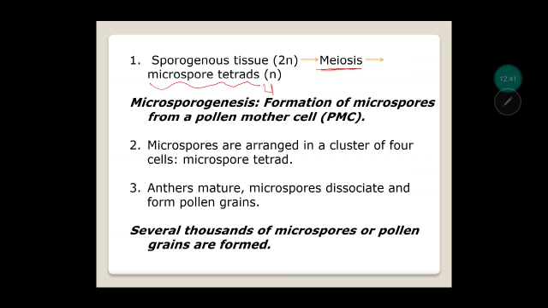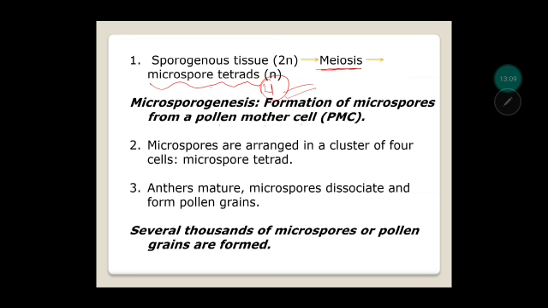Tetrads means 4. So what is happening? The cells of sporogenous tissue are 2n. That is the ploidy, which we discussed in the last chapter also, meaning they have a complete set of chromosomes. Then they will undergo meiosis and form 4 daughter cells, which are microspore tetrads, having half the number of chromosomes. That is why n. This is very important. So the formation of microspores from pollen mother cell.